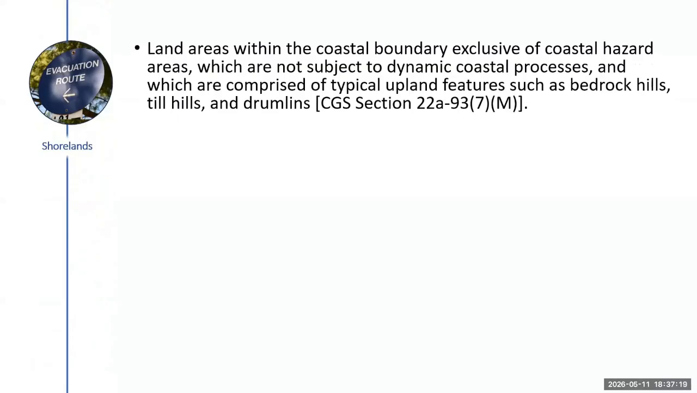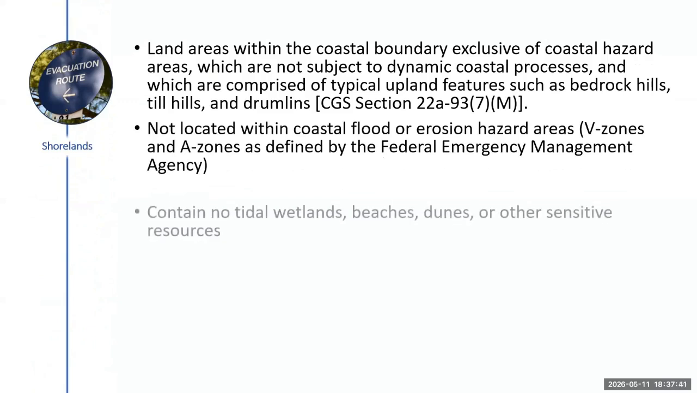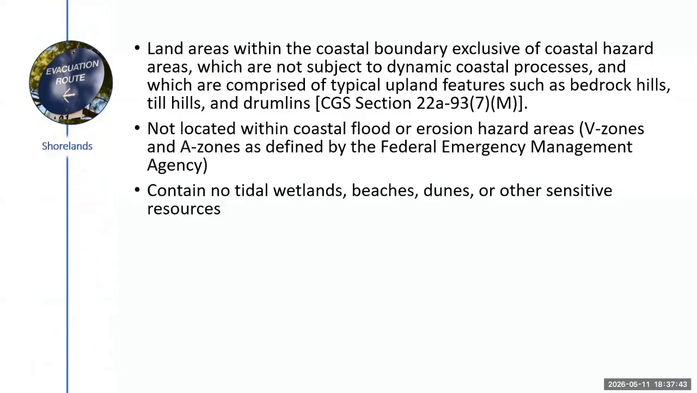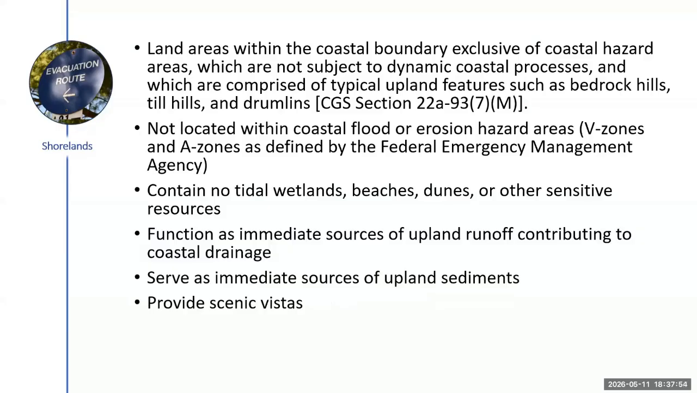So shorelands, moving inland a little bit, are land areas that are still within the coastal boundary, but they're outside of the coastal flood hazard areas. So because of that, they're not subjected to the dynamic coastal processes, and they have more upland geological features, so bedrock hills, till hills, drumlins. Outside of the coastal flood or erosion hazard areas, no tidal wetlands, beaches, dunes, or other sensitive resources. And they are sources of runoff that contribute to coastal drainage, as well as sources of sediments that help replenish our beaches and scenic vistas.